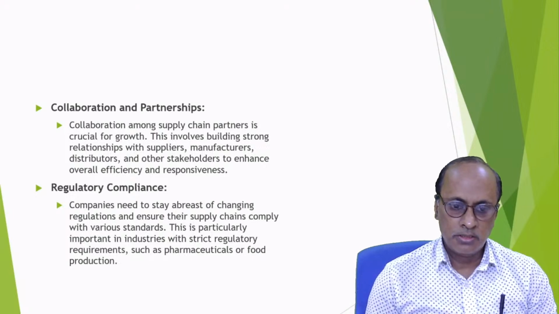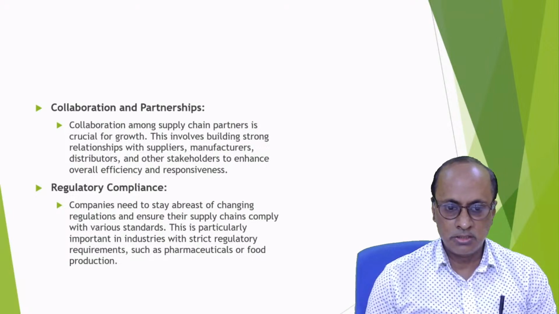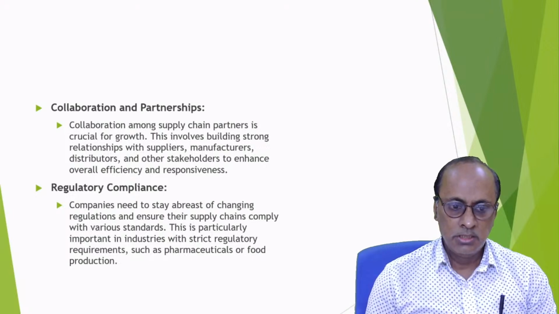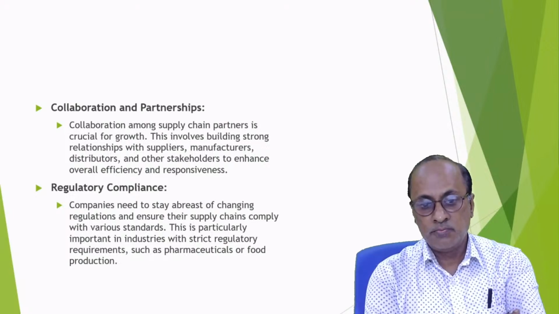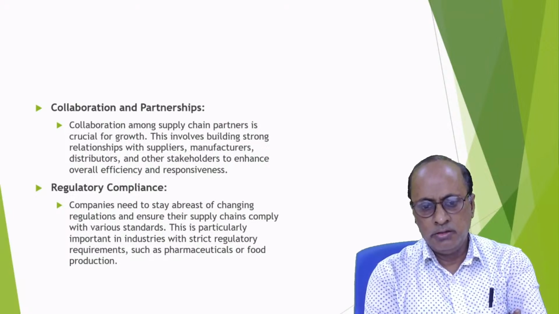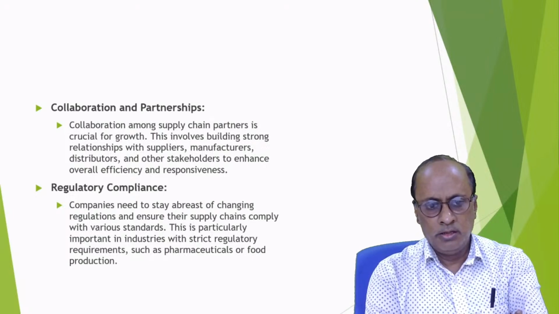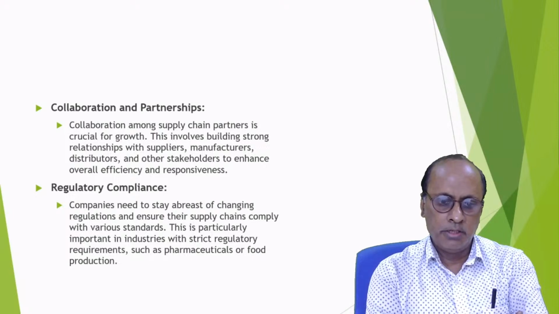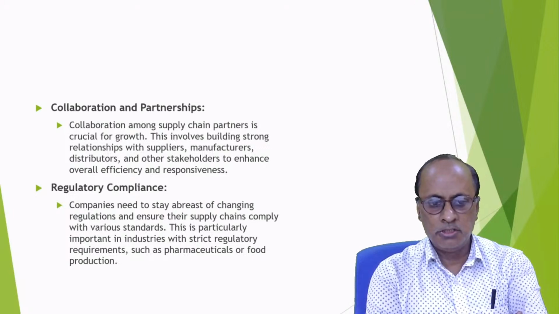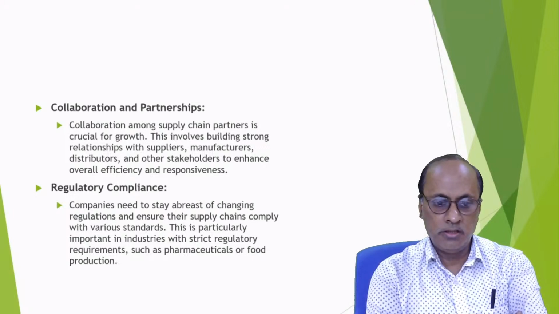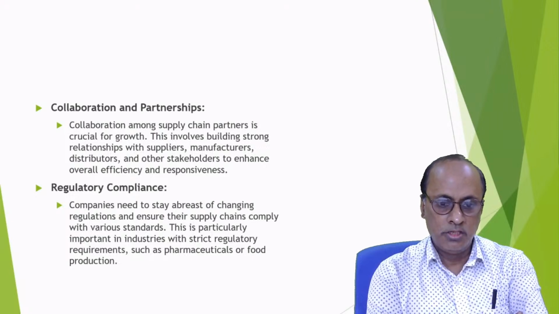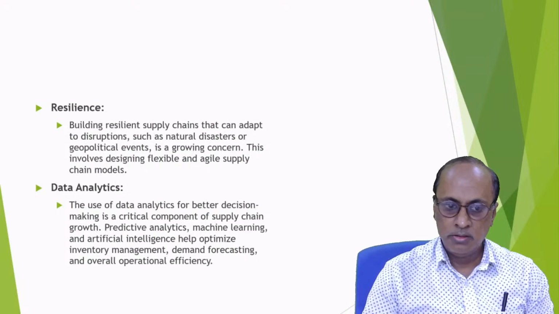A company should be very updated on changing regulations to ensure their supply chain complies with various standards. This is particularly important in industries with strict regulatory requirements such as pharmaceuticals or food production. So regulations change frequently. The need of the hour is that the company should stay updated about the changing regulations, what changes are coming in supply chain, and they should incorporate them in their supply chain practices with the strict regulatory requirement.